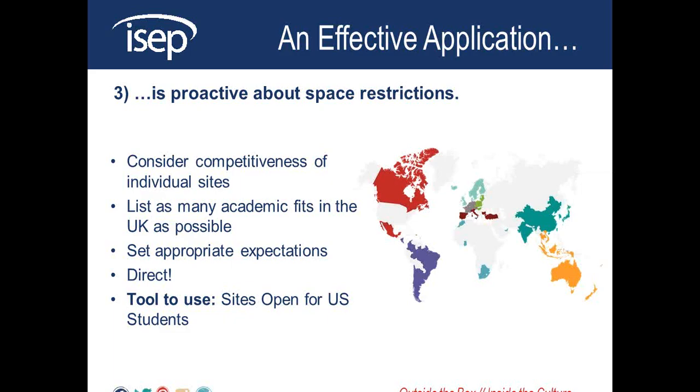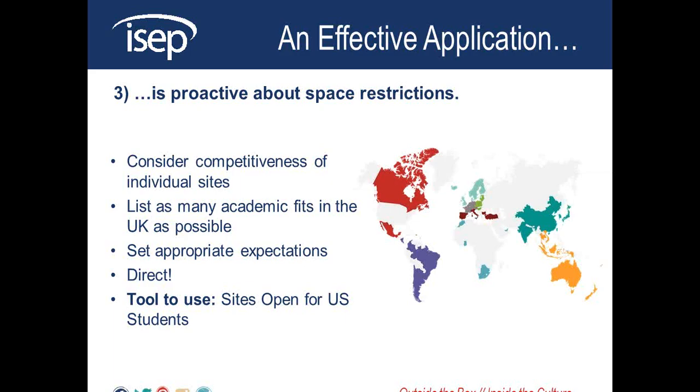Of course, we want to be careful about counseling students into applying for a site that they would not be happy with. I know that we often try to get them to diversify their list, but what we don't want to do is increase withdrawals because they actually did not want to go to a site that they listed on their application. The bottom line here is that the more sites that they list in the UK, the more likely that we'll be able to find them space in the UK.